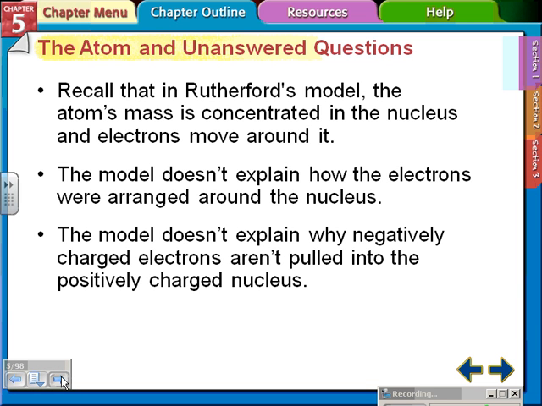Another thing is if we have this strongly positively charged nucleus and we have these negative electrons, why aren't the electrons pulled into the positively charged nucleus? Why do they remain in a cloud around the nucleus? So those are some of the things that we're going to investigate during section 5.1.